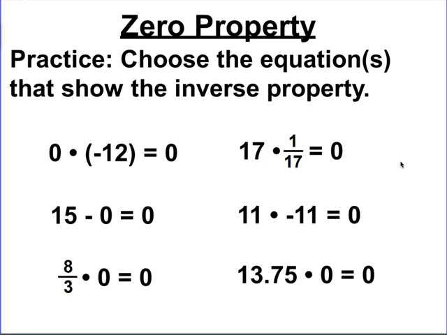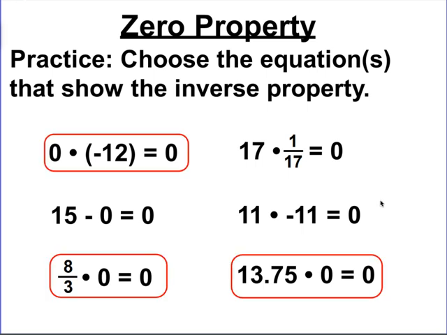Okay, so here, real quick, hit pause again. Find the ones that are 0 property of multiplication, and then hit play and see how you did. Okay, there you go. Those 3 are times 0 to equal 0. This one, subtraction, doesn't count. The answer to that would be 15.